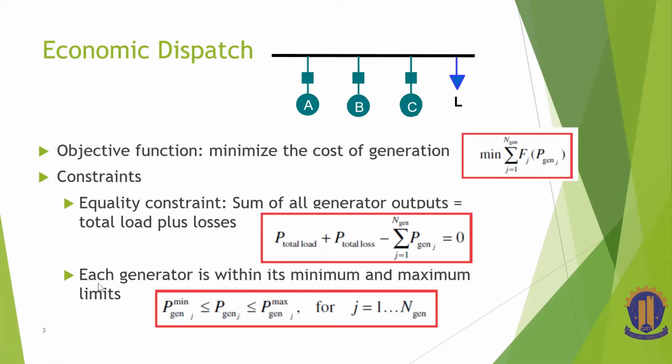And there is another constraint. It is an inequality constraint. Each generator must be within its minimum and maximum limits. So this is the lower limit of generator J, and this is the upper limit. For all generators, we have to maintain their limits. This is the basic formulation.